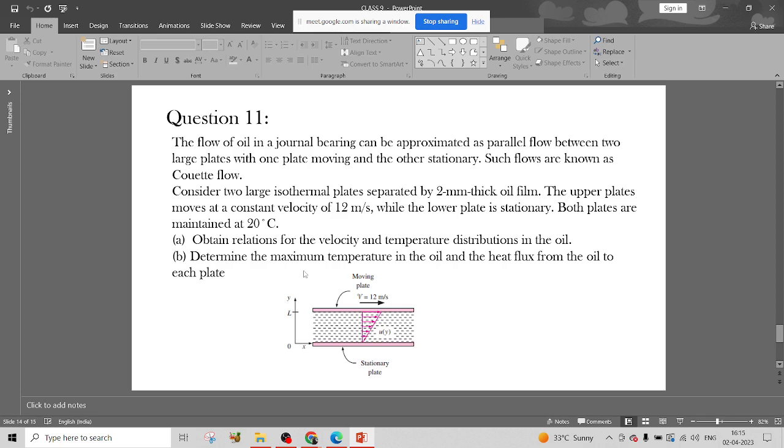Both plates are maintained at 20 degrees Celsius. Obtain relations for velocity and temperature distribution in the oil. Determine the maximum temperature in the oil and the heat flux from the oil to each plate. I'll give you 5 minutes to solve this question and then we'll go on with the solution.